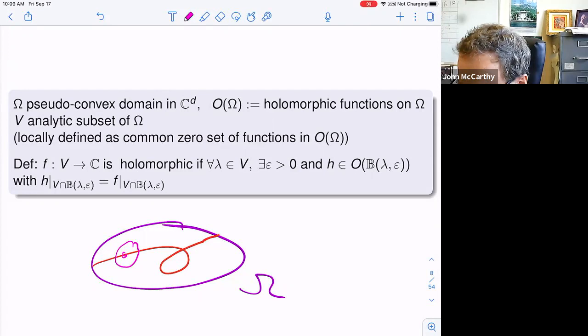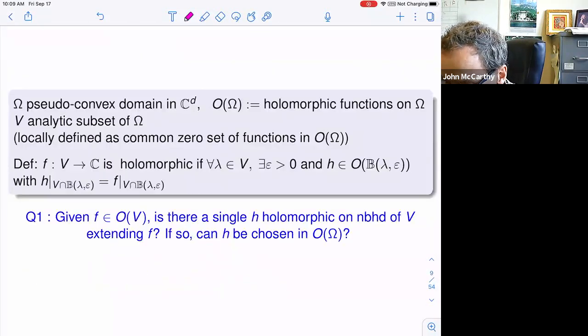And then we want to know what it means to say a function is holomorphic on V. Again, that's a local definition. Saying a function is holomorphic on V says I choose some point, I choose some little neighborhood of that point, and I want to be able to find a bona fide holomorphic function of D variables whose restriction to this little slice of V intersect that set agrees with our original function f. Okay, so that's just the definitions.